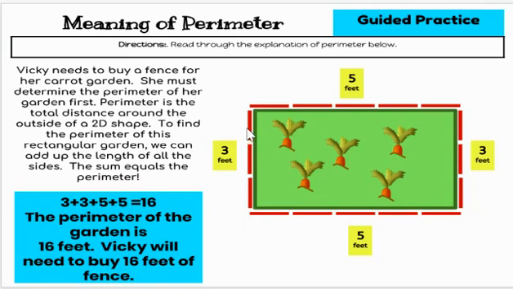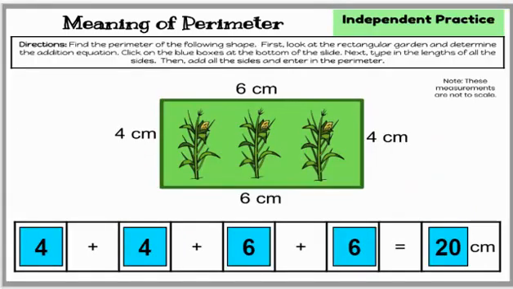Okay, if she only buys 15 feet, she's going to have a hole in her fence. If she buys 17 feet, she's going to have leftover. So in order to make her entire fence, she would need 16 feet. Okay, and you can see these red lines here. If we filled this, or we added boxes into this rectangle, this would just be counting those lines on the outside.